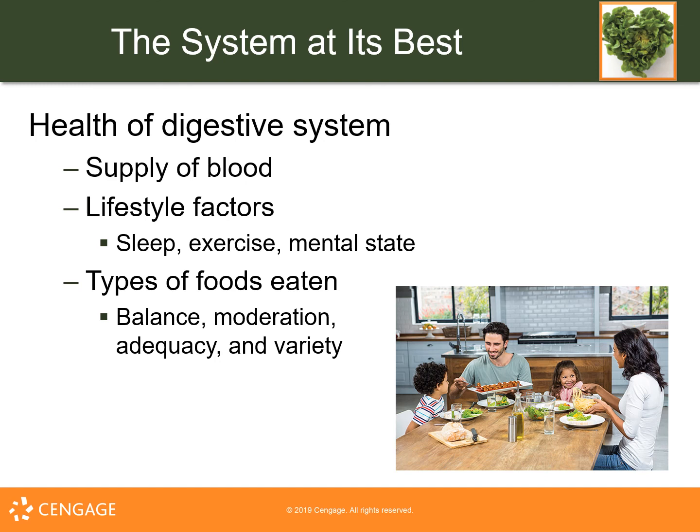So what keeps your digestive system working well? You need a good, healthy blood supply, and lifestyle factors like adequate sleep, exercise, and mental state, be it your stress or nerves. You want to make sure that those are under control. The type of food you consume matters, so make sure you're including plenty of fruits, vegetables, and whole grains. Remember to get a variety of foods from and within food groups. And you can think about what we talked about in chapter 2: balance, moderation, adequacy, and variety. Make sure those considerations are being applied when making food choices.